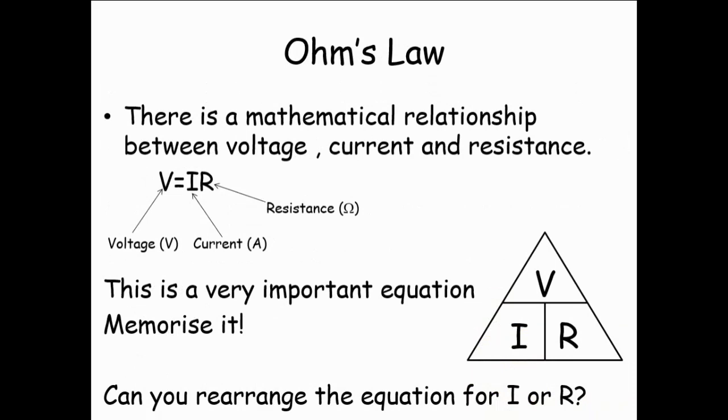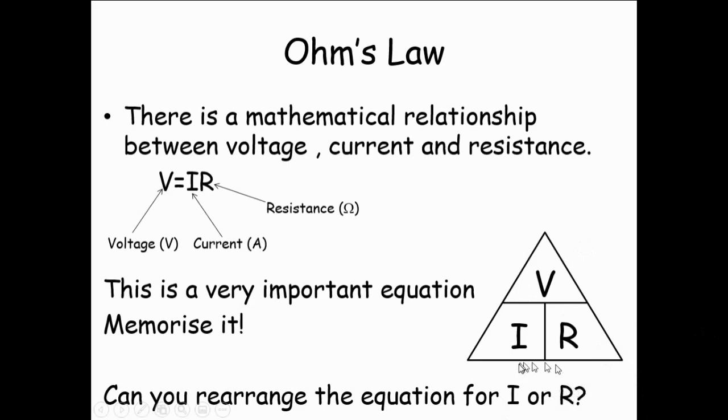Well, this leads us to Ohm's law. Now, there's a mathematical relationship between voltage, current and resistance. We know it's V equals IR, where V is the voltage in volts, I is the current in amperes, R is the resistance measured in ohms, and we use the Greek letter omega as the symbol for the units. There's a very important equation. You have to use this one. You'll be using it in S3, S4, S5, S6, and indeed at university if you go into university.